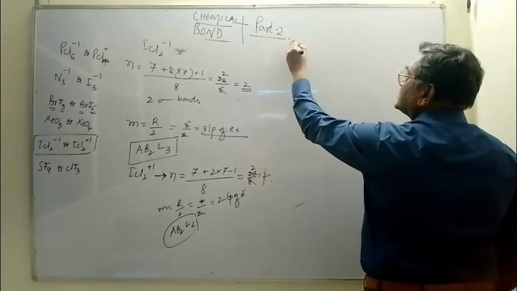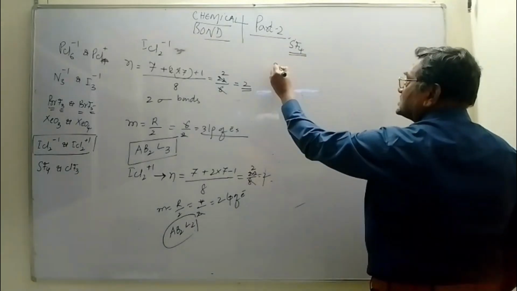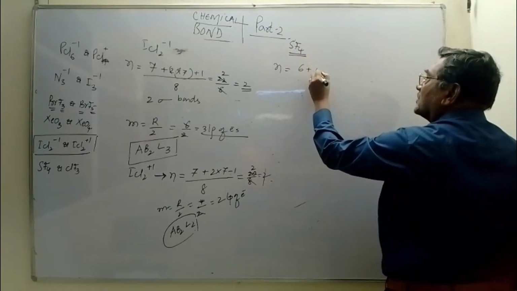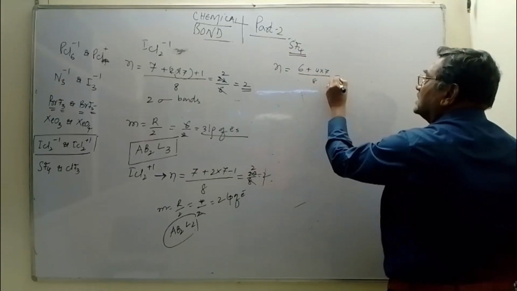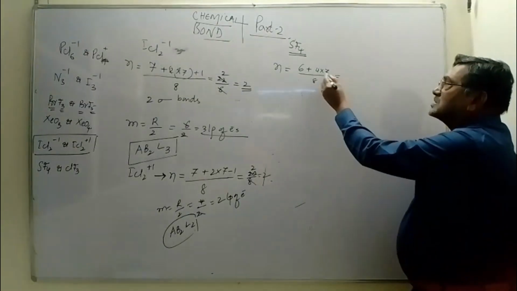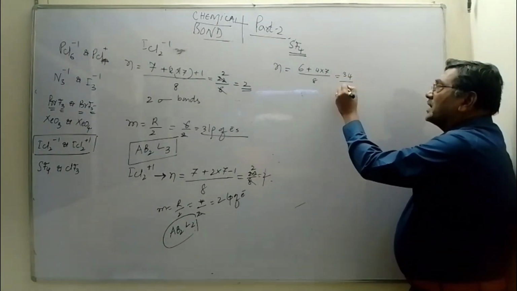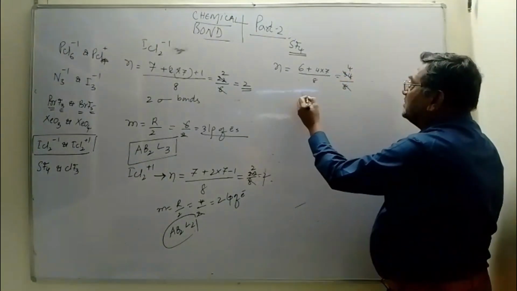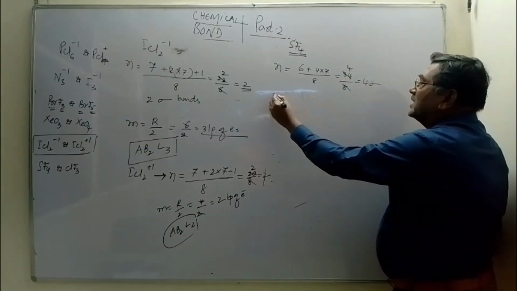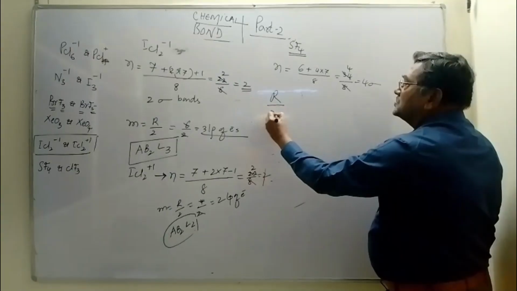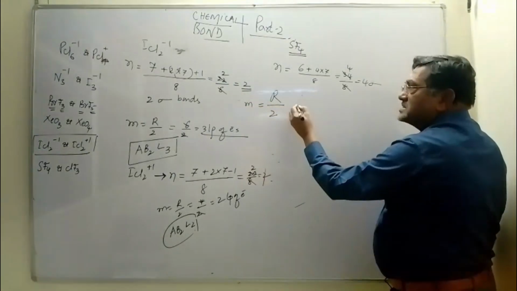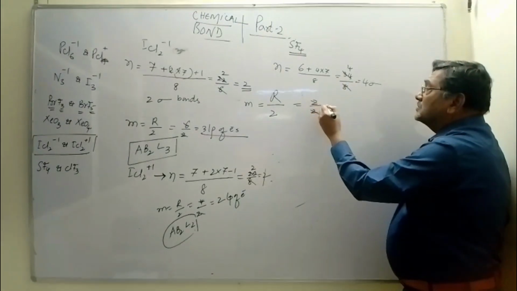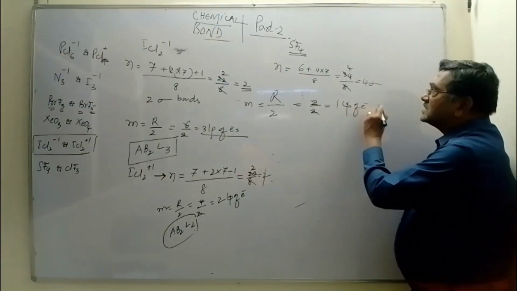Finally, children, can you try to answer this, SF4? Total valence electrons, that's going to be 6, 4 into 7 by 8. It's 28, plus 6, that's 34 by 8. 8 4s are 32. 32 means the remainder is going to be 2. R by 2, R means remainder, M is equal to the number of lone pairs. How many are there? 2 by 2, it's 1 lone pair of electrons, children.